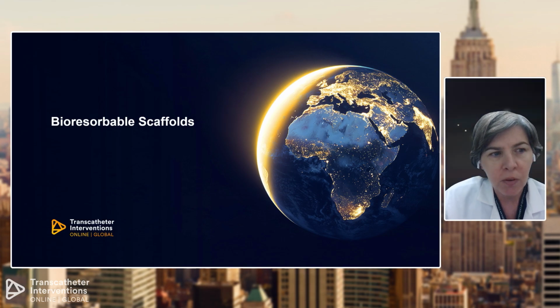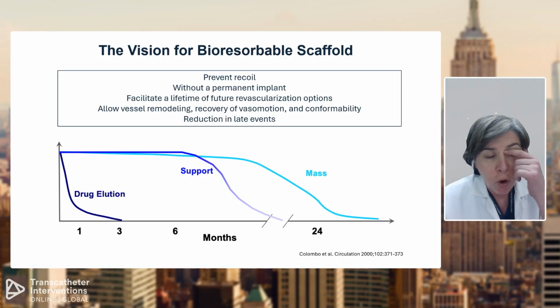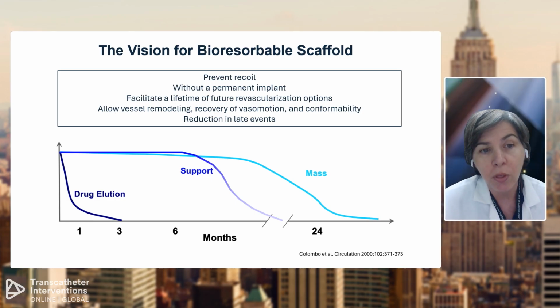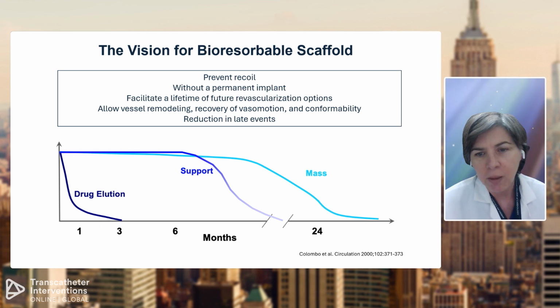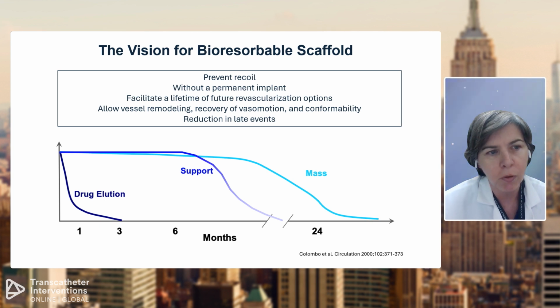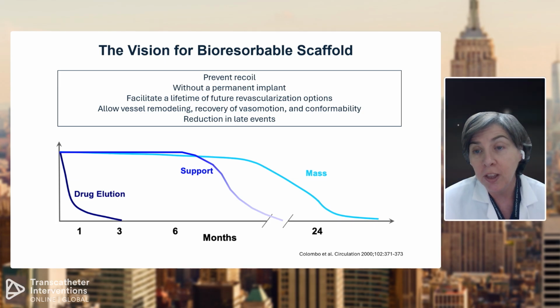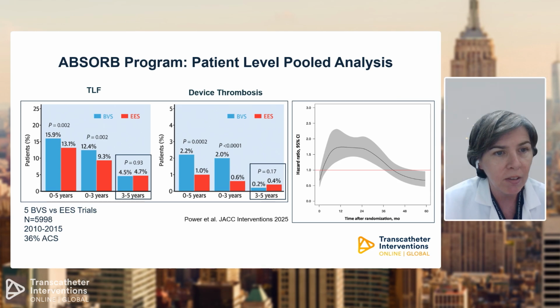So lastly, just briefly to discuss what we know about BVS in this space. So obviously the promise of BVS was to prevent recoil, but without the permanent implant of a stent. And this would facilitate a lifetime of future revascularization options for patients. It would allow vessel remodeling, recovery of vasomotion and conformability, and reduce the late events that we now all know accrue in patients that have DES.